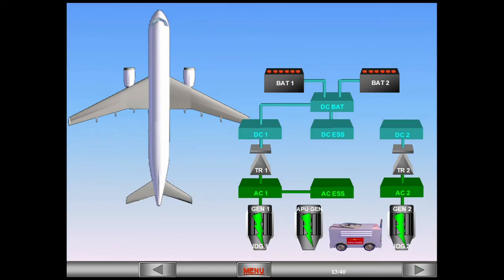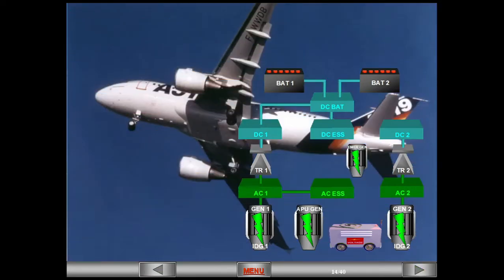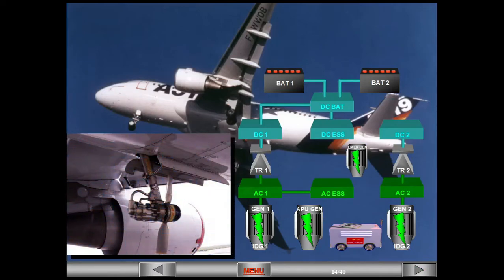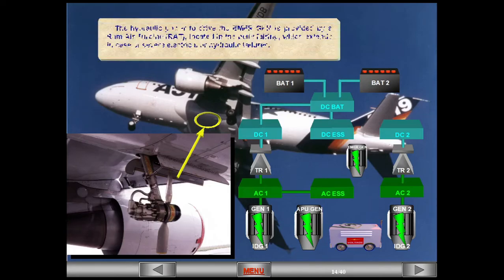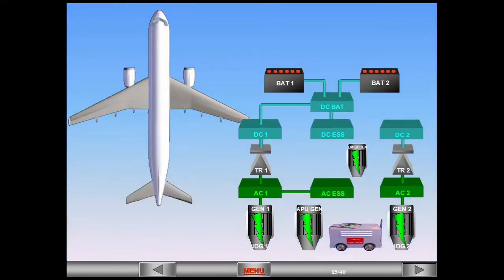As a backup, there is a hydraulically driven emergency electrical generator. Again, the shed buses are not shown, simply to reduce page clutter. The hydraulic power to drive the emergency generator is provided by a ram air turbine, RAT, located in the belly fairing, which extends in case of severe electrical or hydraulic failures. The electrical system is also fitted with an essential transformer rectifier.